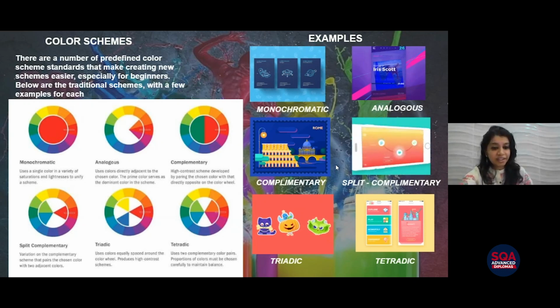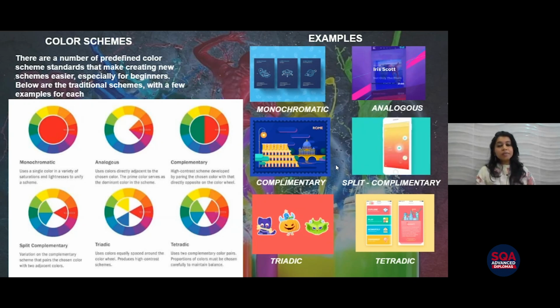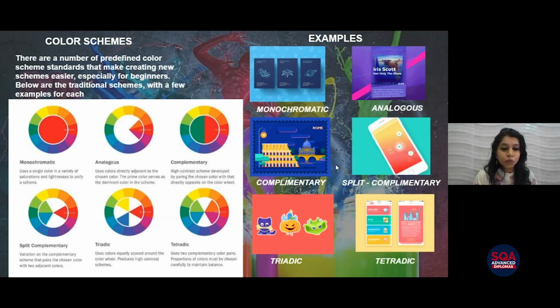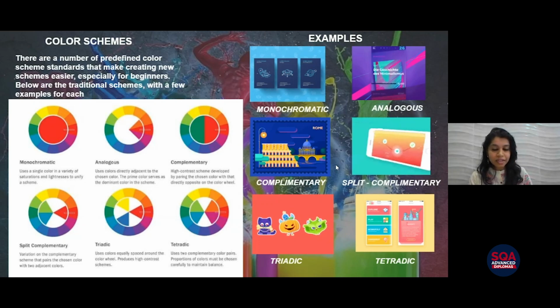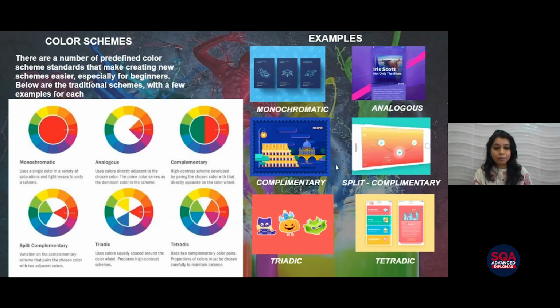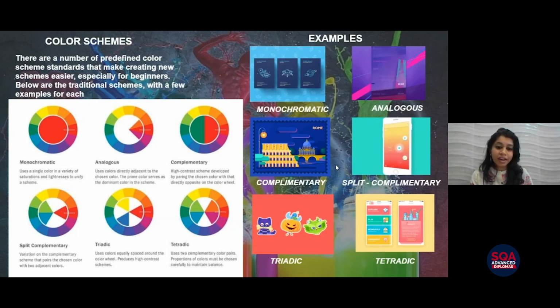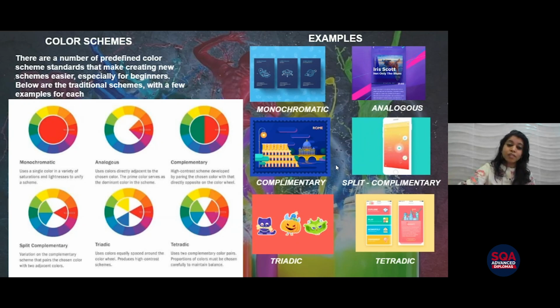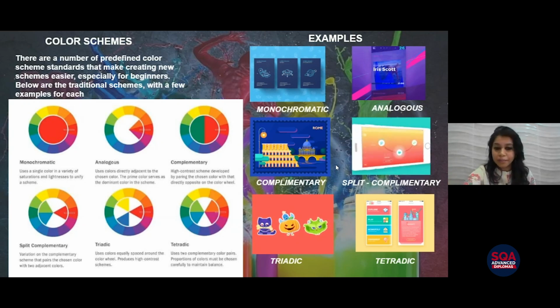Then you have the triadic color scheme. Triadic color schemes are created with three colors which are equally spaced from each other. If you see the color wheel example that I have shown here, you can understand that. You can pick any of these which are placed at a degree of 120 to each other. That's a triadic color scheme. Then you have a tetradic color scheme. Tetradic ones are made of two complementary color pairs.